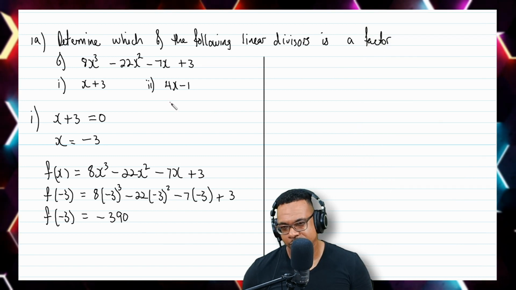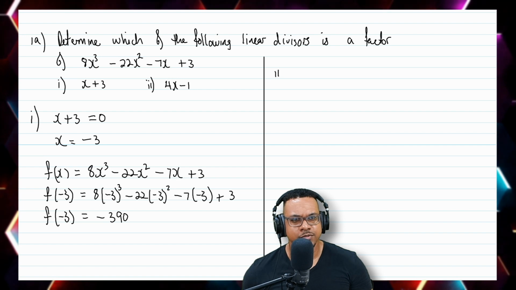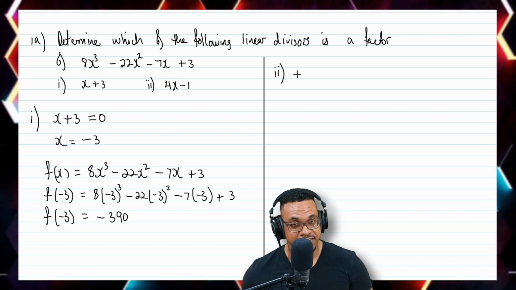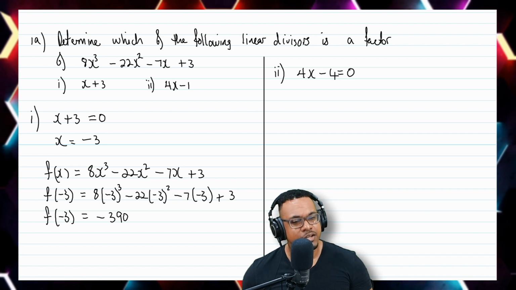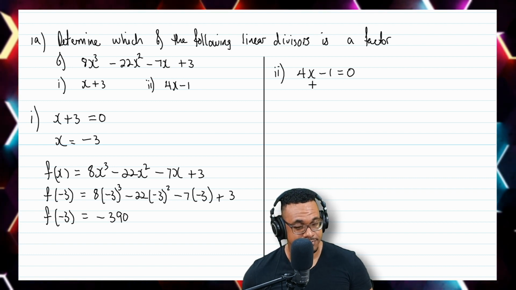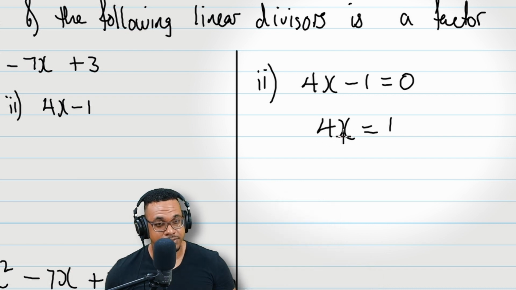So now let's look at part 2, where our linear divisor is 4x take away 1. We're going to put our linear divisor equal to 0, so 4x take away 1 is equal to 0, and solve for the variable, which is x. I'm going to carry the negative 1 across the equal sign, and it will turn to positive 1. So we have 4x is equal to 1. Then we have this 4 multiplied by x. When I carry the 4 across, the operation will change to division. So we have x is equal to 1 over 4.